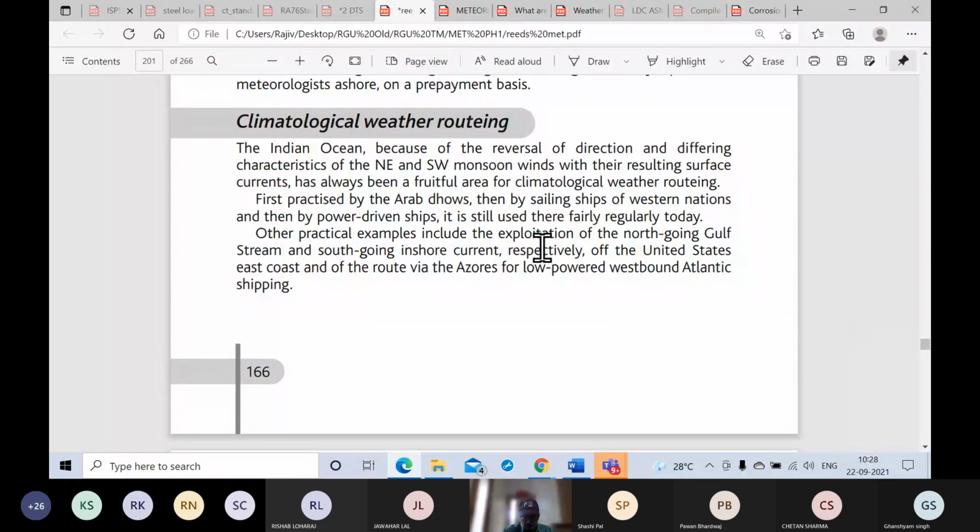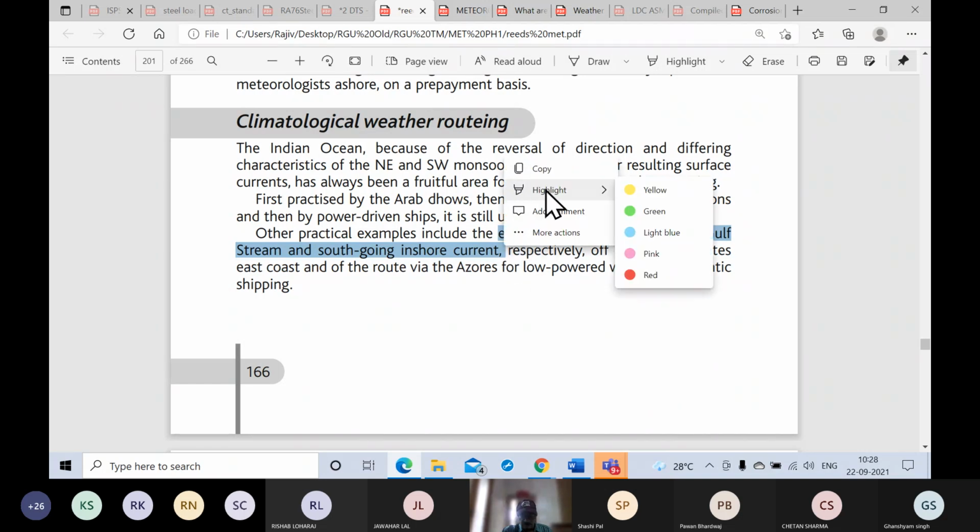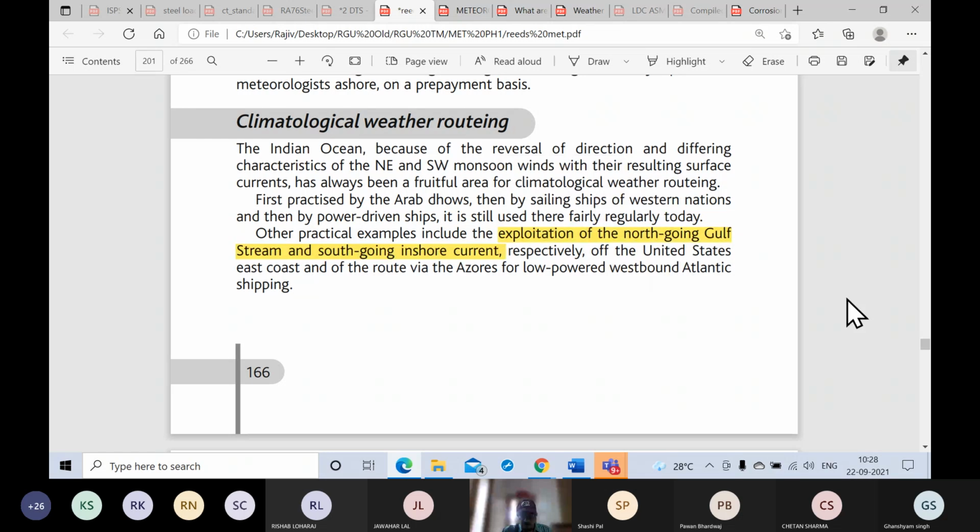There is one very good example here: exploitation of the north-going Gulf Stream. This is a very good current to use. A very good current means it gives a lot of impetus to speed. The Gulf Stream is prevailing or flowing across the Atlantic Ocean towards the Florida coast.